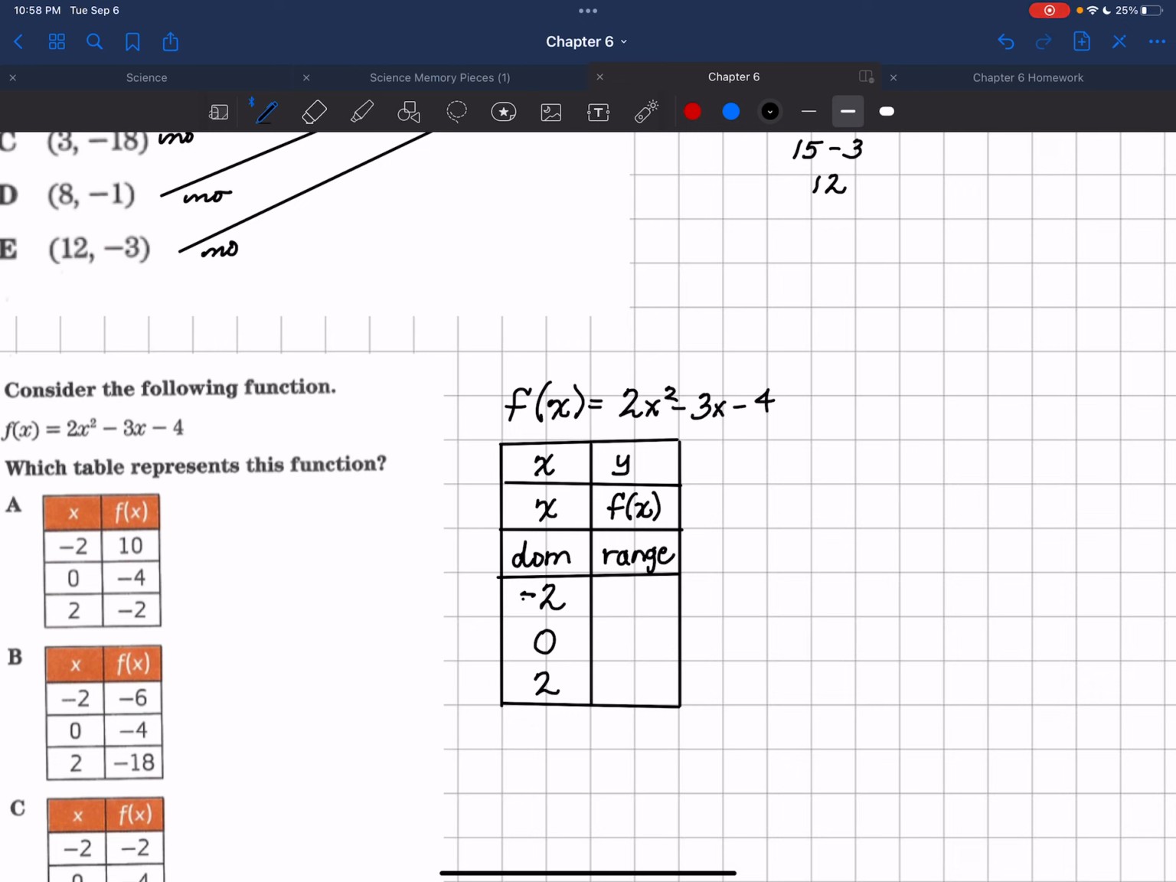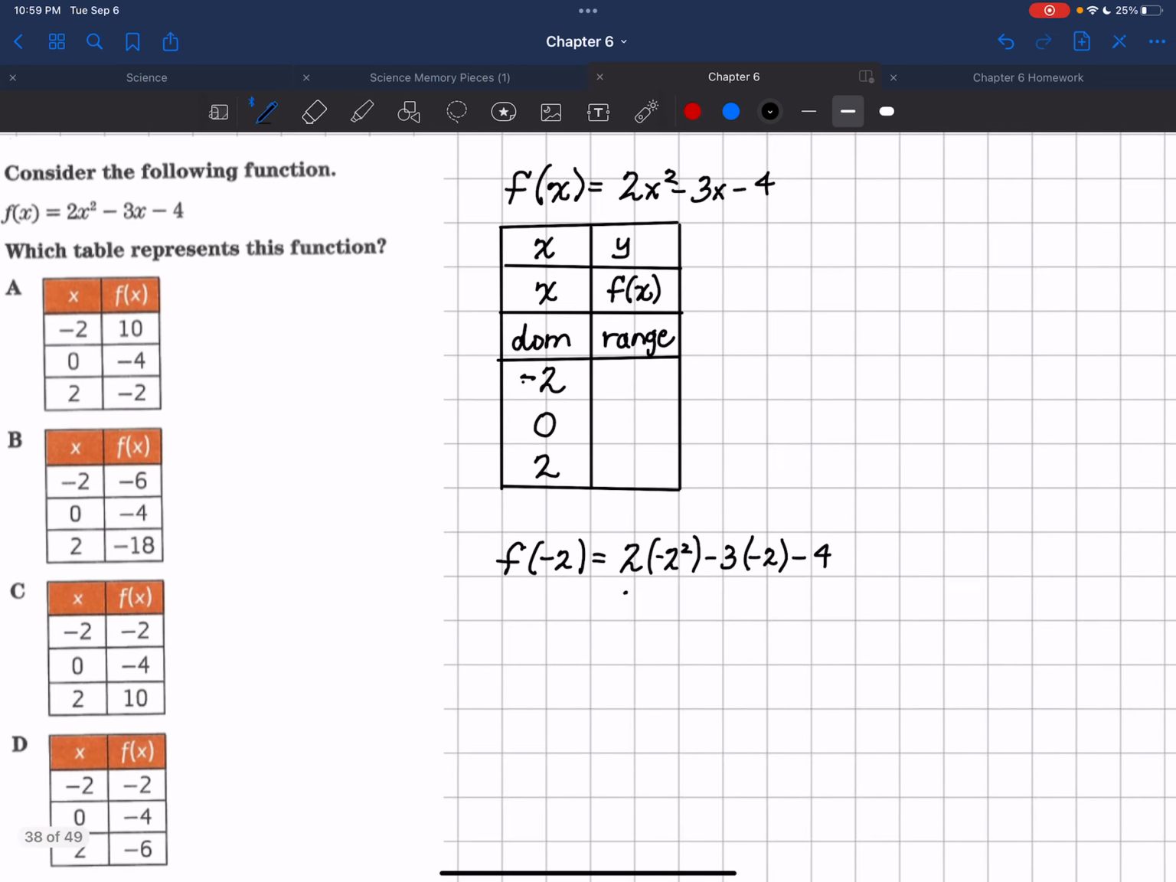So, I'm going to plug in negative 2 as my x value. 2 times negative 2 squared minus 3 times negative 2 minus 4. So this is 2 times positive 4 minus 3 times negative 2. That's going to be a plus 6 minus 4. So 8 plus 6 minus 4 is 10.